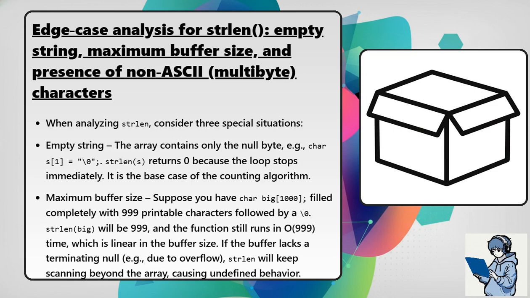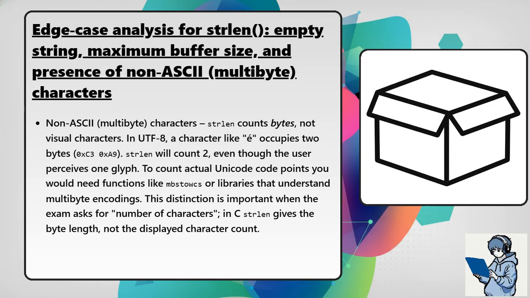Maximum buffer size. Suppose you have char big[1000]; filled completely with 999 printable characters followed by a \0. strlen of big will be 999, and the function still runs in 999 time, which is linear in the buffer size. If the buffer lacks a terminating null, for example due to overflow, strlen will keep scanning beyond the array, causing undefined behavior. Non-ASCII multibyte characters: strlen counts bytes, not visual characters.